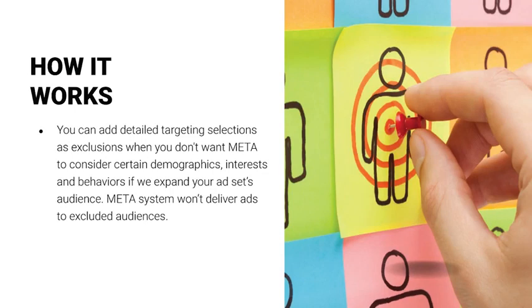Now, you can add detailed targeting selections as exclusions when you don't want Meta to consider certain demographics, interests, and behaviors if you expand your ad set's audience. So Meta system won't deliver ads to excluded audience. So if we have an excluded audience of buyers, Meta's not going to deliver ads there. If we have an excluded audience, let's say that we're targeting people who are in school, but we don't want to target graduates and we exclude graduates, well, Meta is going to exclude that as they start to run their Advantage Detailed Targeting Plus as well.